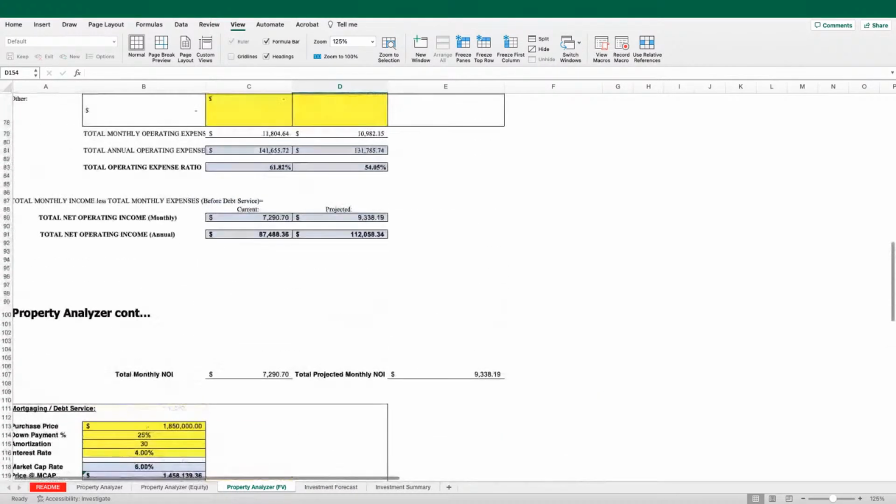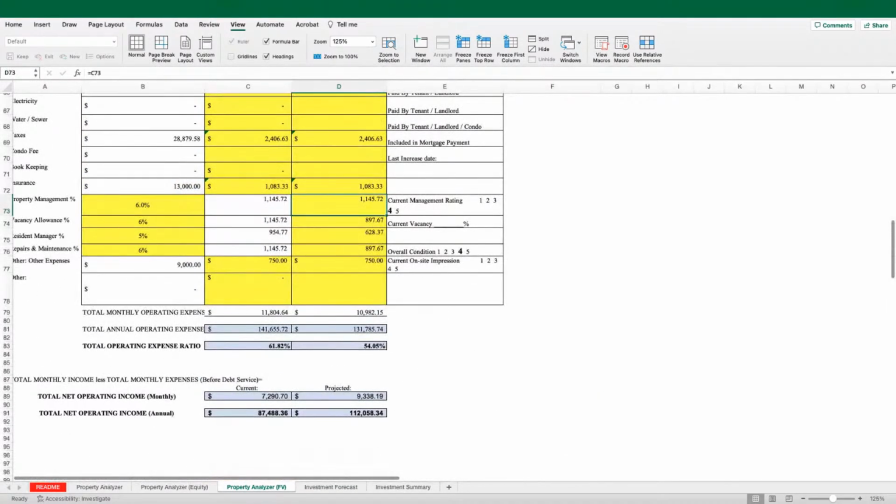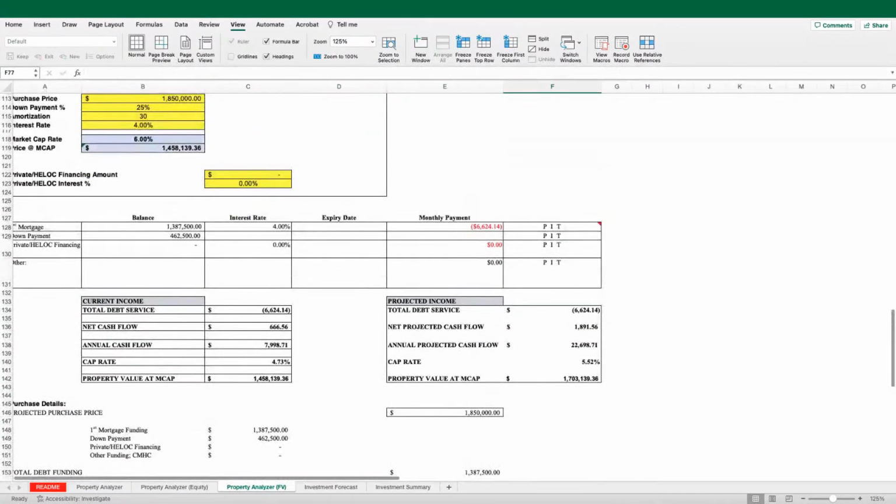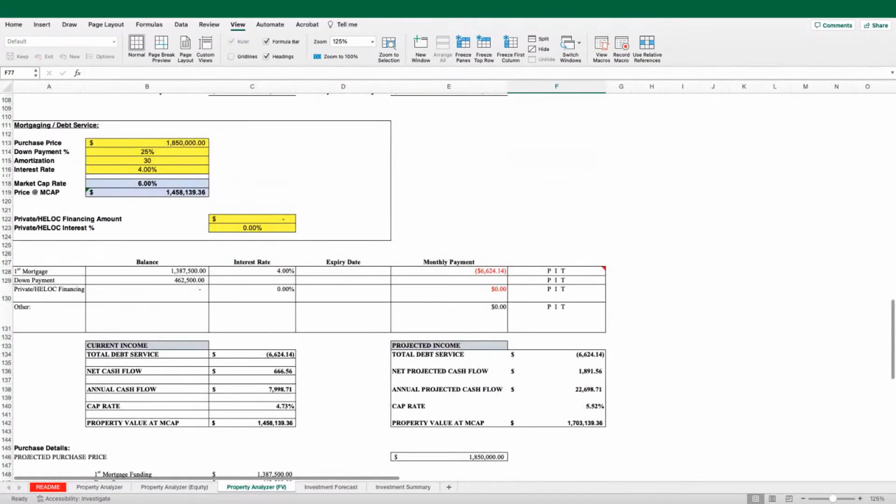With that, looks like there's a miscalculation on this. So I apologize. Let me just make sure that this is right. I just noticed this right now. I'll just fix this up for everybody. There we go. That's a little bit better. So with that being said, let's say the cap rate is actually a 6% cap rate in the market. So purchase price is 1.85. The seller is trying to sell it for 1.85. The market cap rate is 6%.